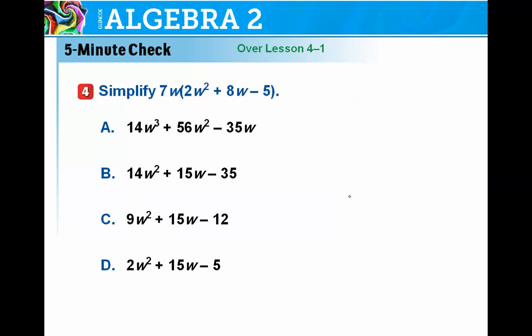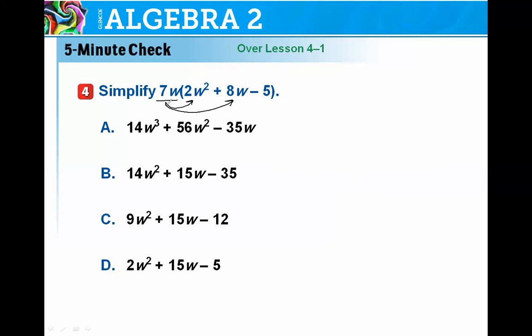Simplify 7w multiplied by 2w squared plus 8w minus 5. Let's start by simplifying using the distributive property. So we will multiply 7 by 2, so we get 14w squared.